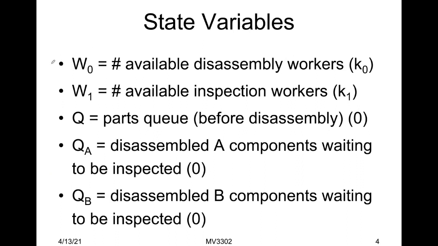Okay, so we'll call W0 the number of available disassembly workers, initially K0. And W1 is going to be the number of available inspection workers, again initially K1.